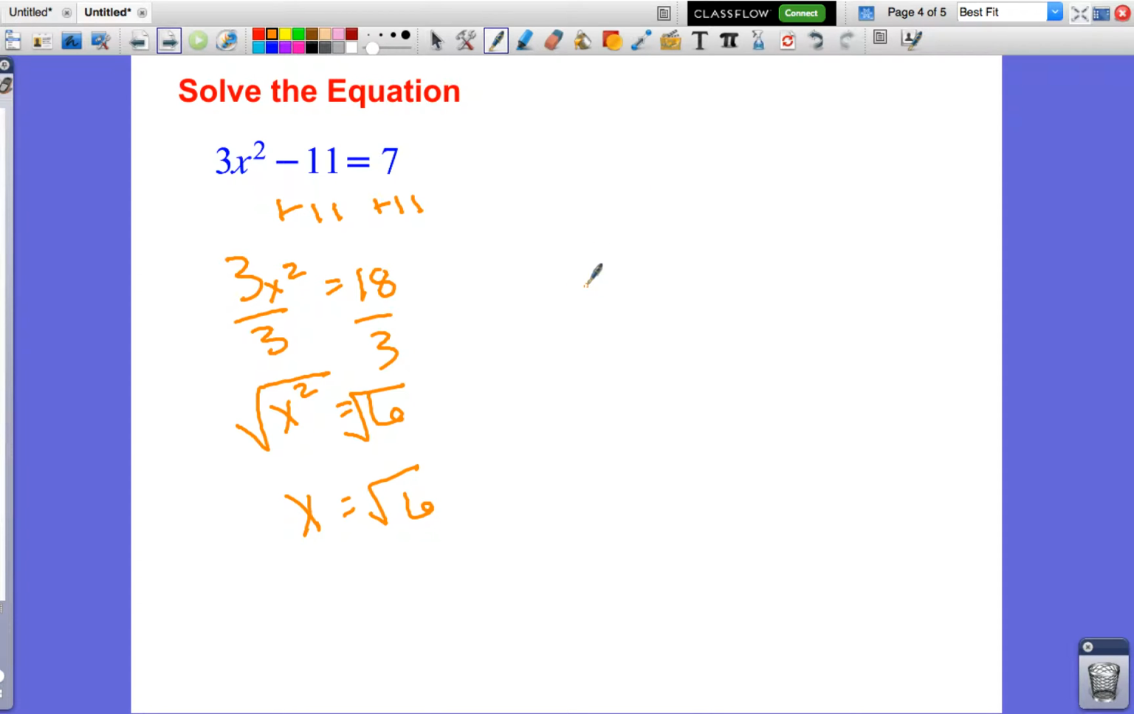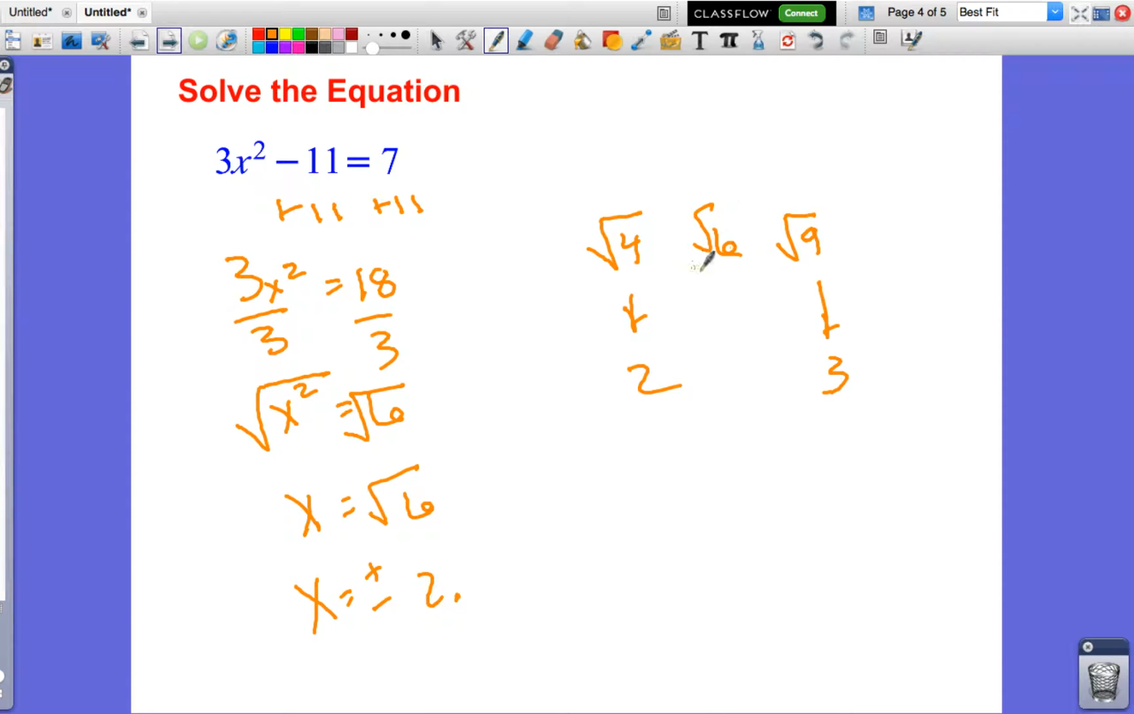To make my estimate, I know the two perfect squares that the square root of 6 is in between are the square root of 4 and the square root of 9, because the square root of 4 is 2, and the square root of 9 is 3. So the square root of 6 is in between these two numbers, which means my solution is going to have to be plus or minus 2 point something, because it's in between 2 and 3.